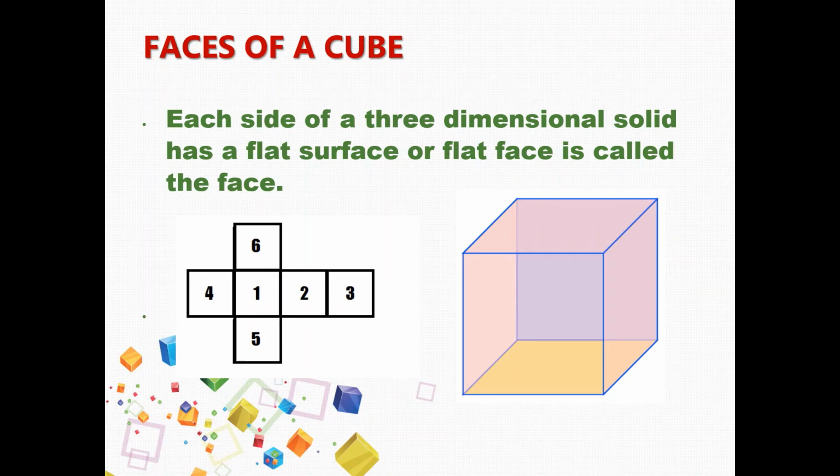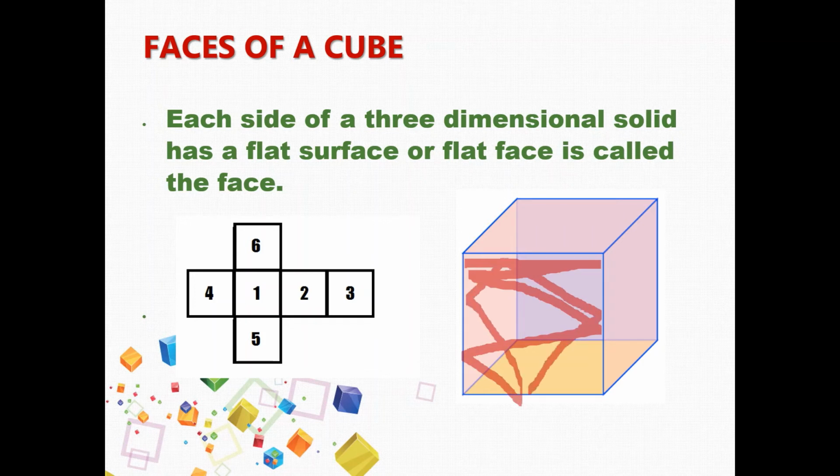Now let's learn about what is a face in a 3D shape. Each side of a 3-dimensional solid has a flat surface, and we call that flat surface a face. Now I'm showing you the faces of the cube. This whole side is a face here. Can you see? I'll try to show you. This is all a face over here.